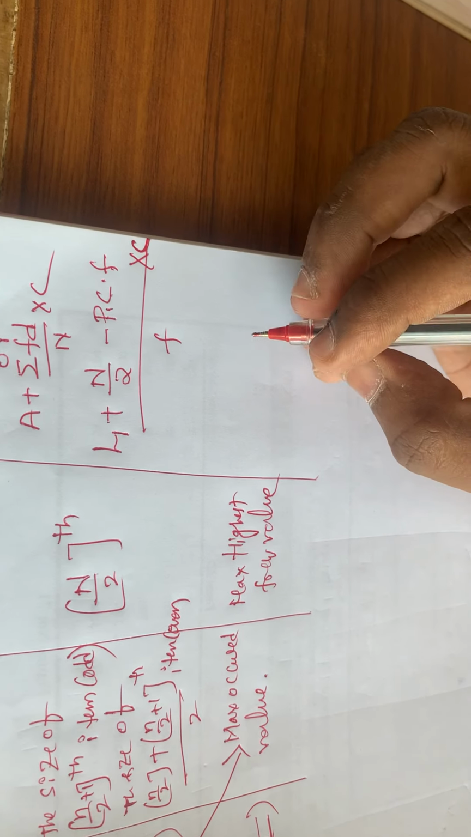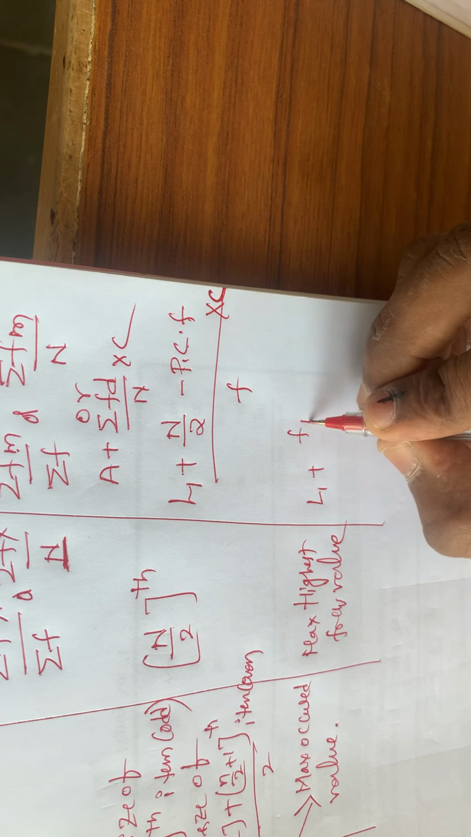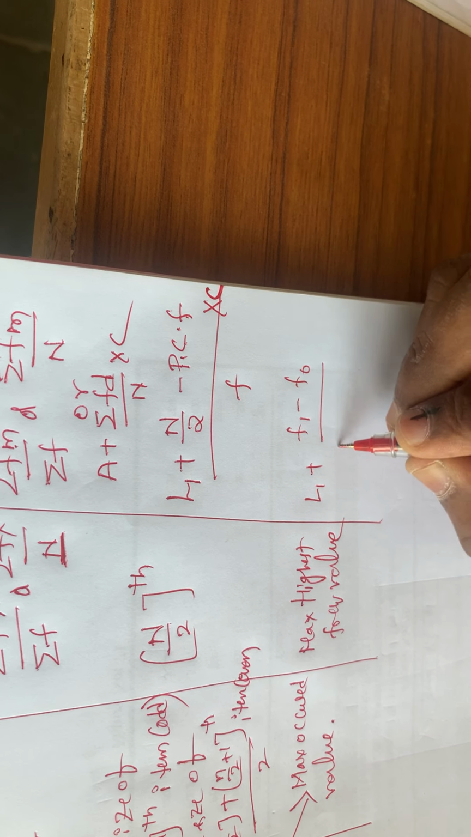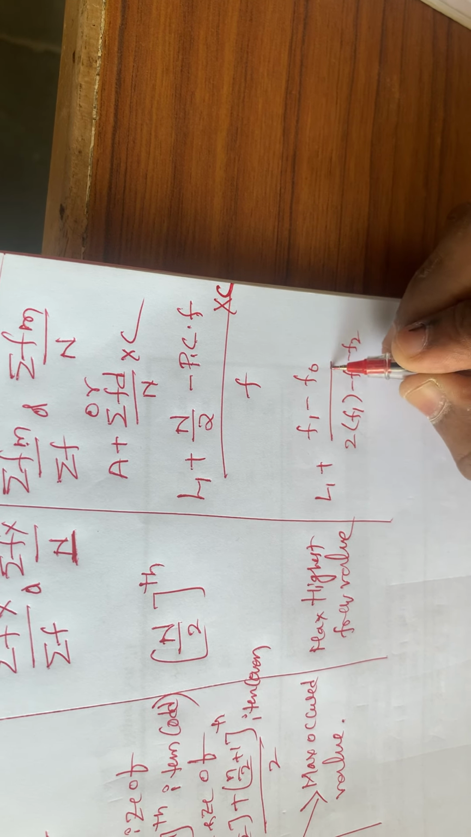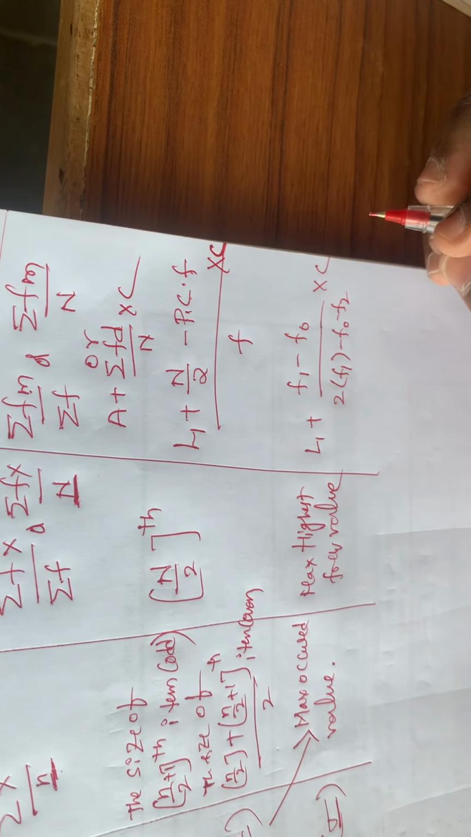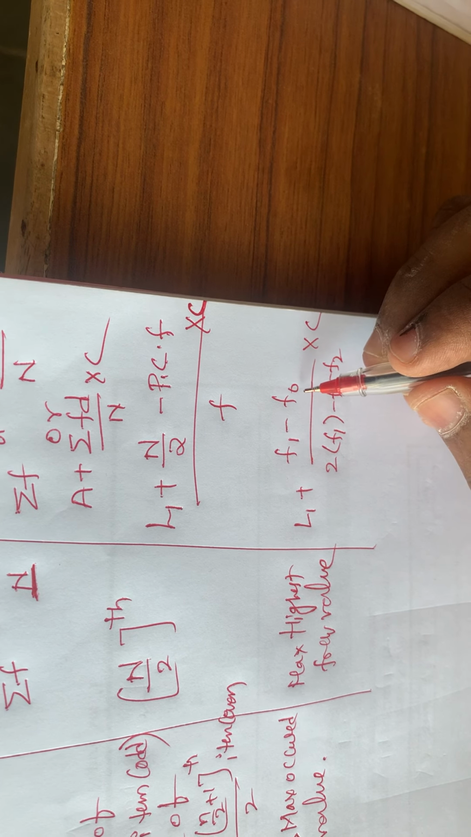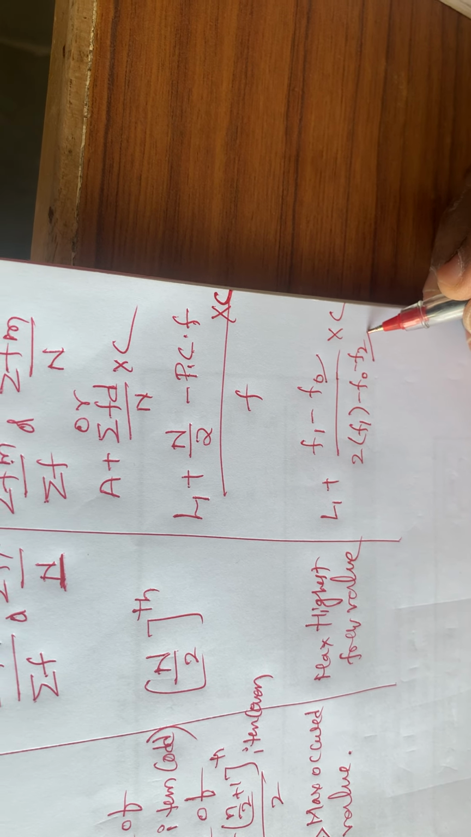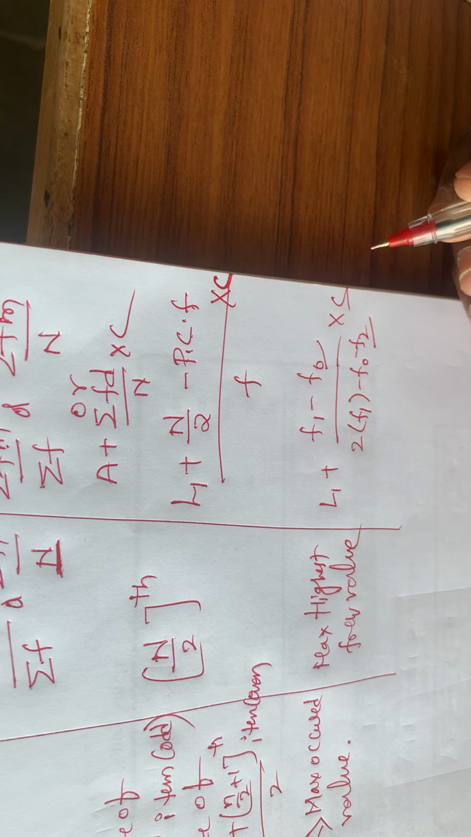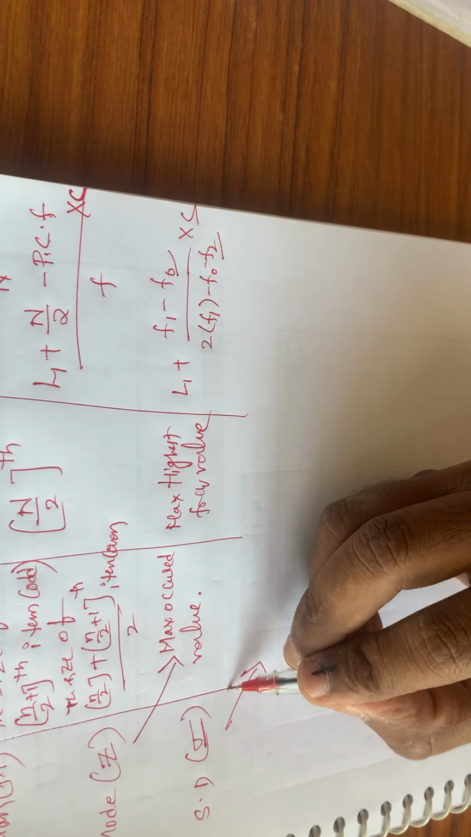right? Now coming to continuous series, L1 plus (f1 minus f0) divided by (2f1 minus f0 minus f2) into C, where L1 is the lower limit, f1 is the maximum frequency value, f0 is the preceding frequency value, f2 is the succeeding frequency value, and C is the length of the class intervals, right? Now coming to standard deviation, the lowest method.